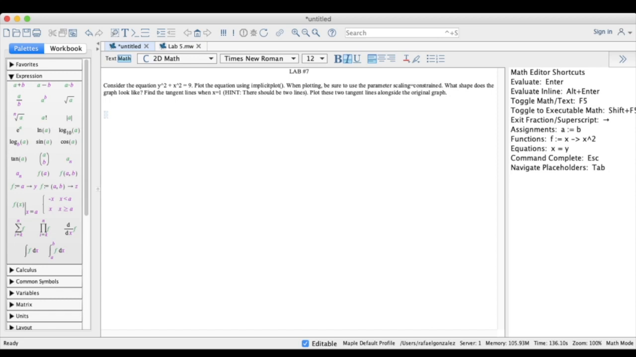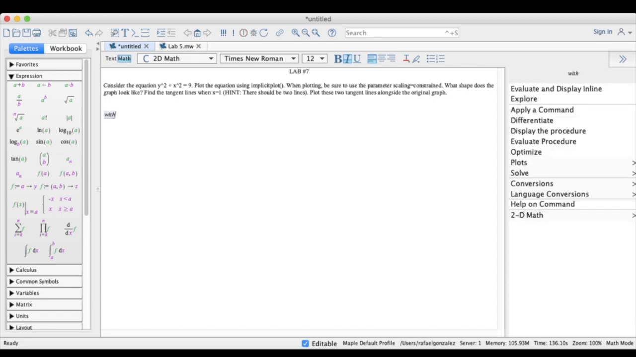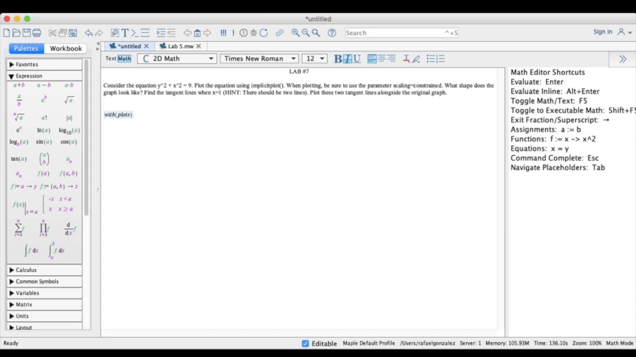So the first thing that we will do is open a new package. And the reason for that is because the implicit plot command is contained in the package called plots. And before we could use that package, we have to tell Maple that we want to use that package so that Maple could load it. So we're going to use the command with, and then with parentheses, plots. This will make sure that we are opening up the particular package.